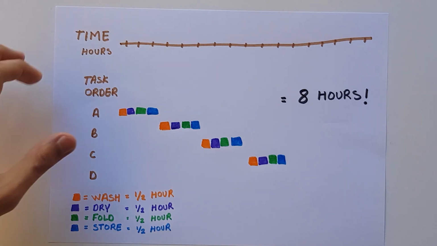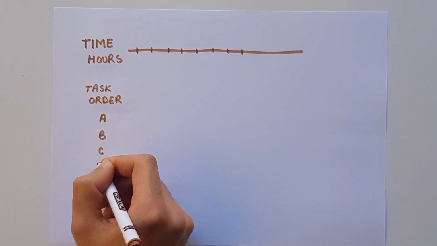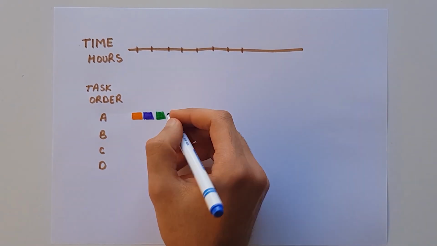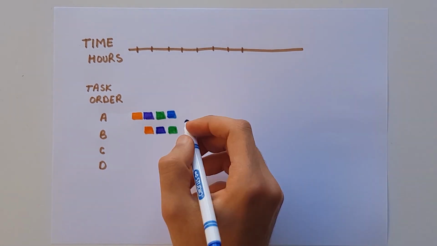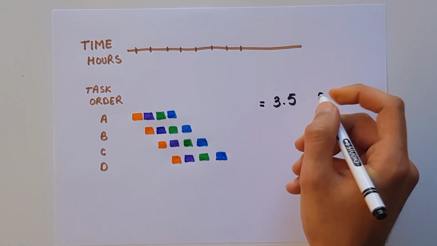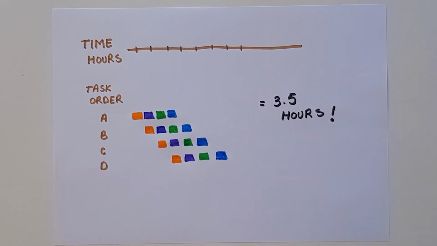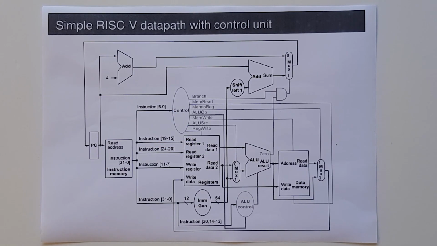A pipeline processor, on the other hand, would make use of the fact that the task is made of several subtasks, and thus aims to keep every subtask busy by overlapping the laundry loads, that is, the computer instructions. However, in order to implement pipelining, we would need to modify our single-cycle data path.